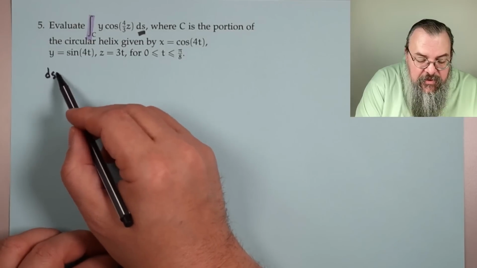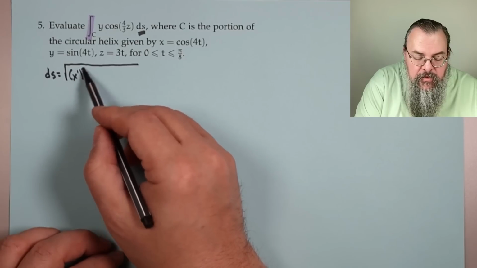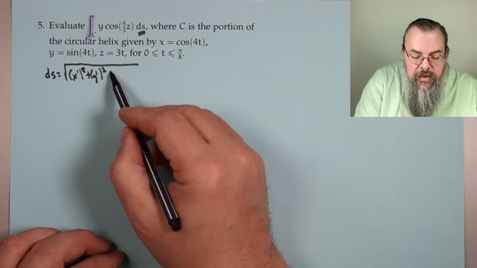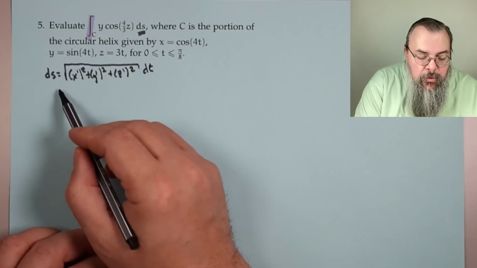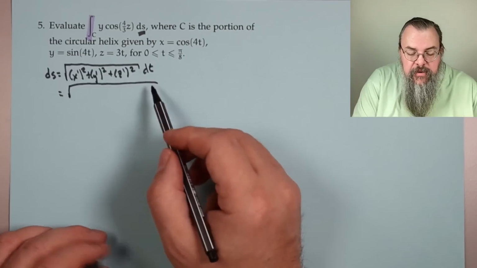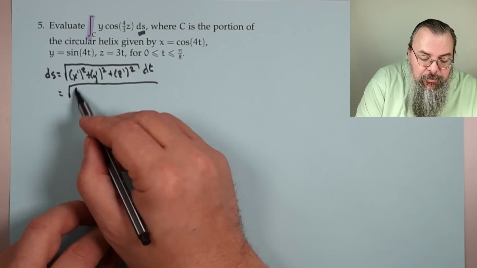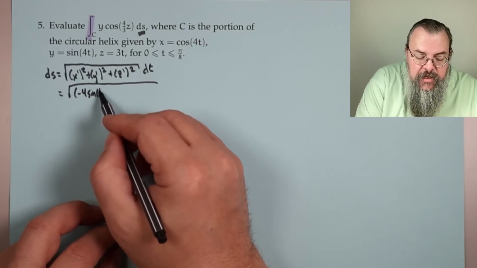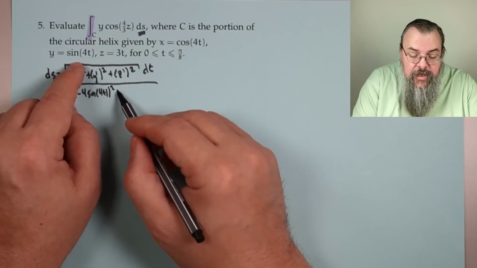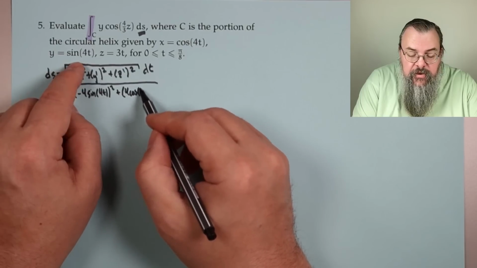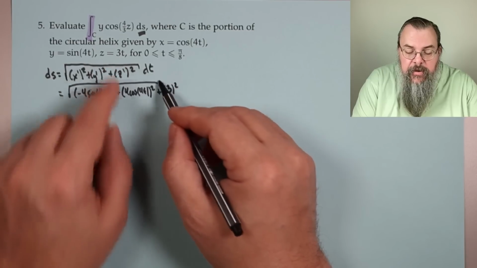So let's do ds. That's going to be the square root of x prime squared plus y prime squared plus z prime squared dt, which is the square root of: the derivative of cosine 4t is minus 4 sine 4t, squared. The derivative of sine 4t is a positive 4 cosine 4t, squared, and the derivative of 3t is 3, squared.